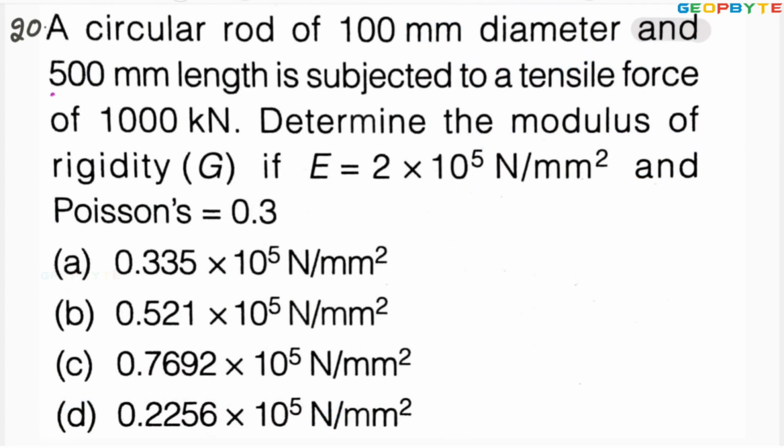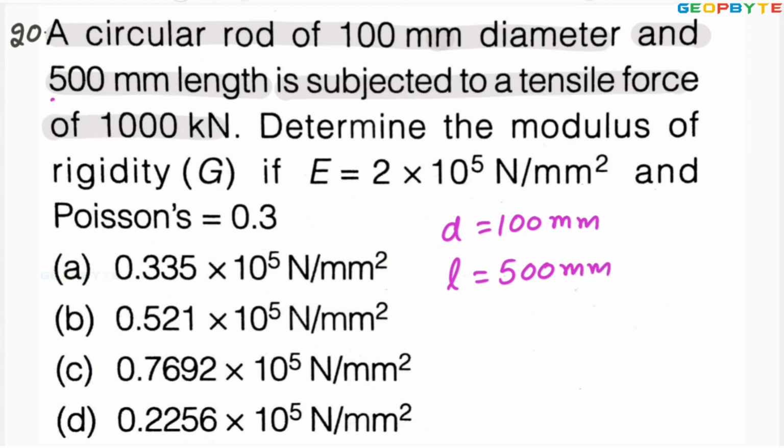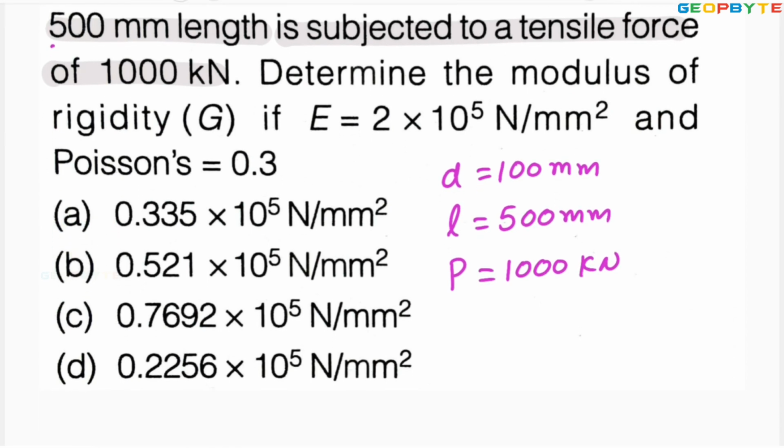Look at the 20th problem. A circular rod of 100 mm diameter and 500 mm length is subjected to a tensile force, let it be P, 1000 kilonewtons. Let it be in newtons: 1000 into 10 power 3 to get it in newtons.